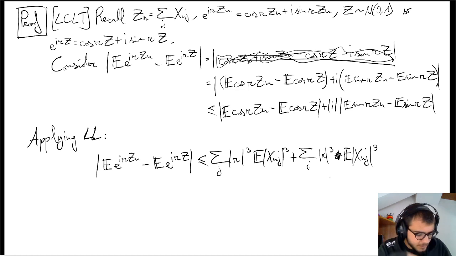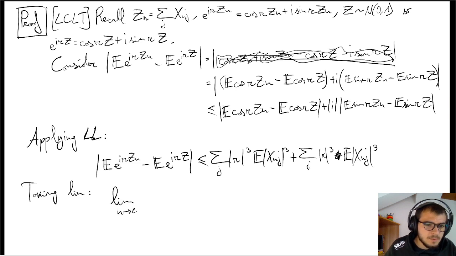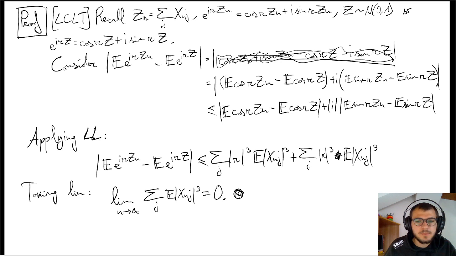And as a remark, we can apply Lindeberg's lemma because sine and cosine are differentiable 3 times and they are less than 1, so they are bounded. And now taking the limit, as n goes to infinity the sum over j of the expectation of Xnj cubed is 0, which concludes the proof, because this is what we wanted to prove about the central limit theorem.